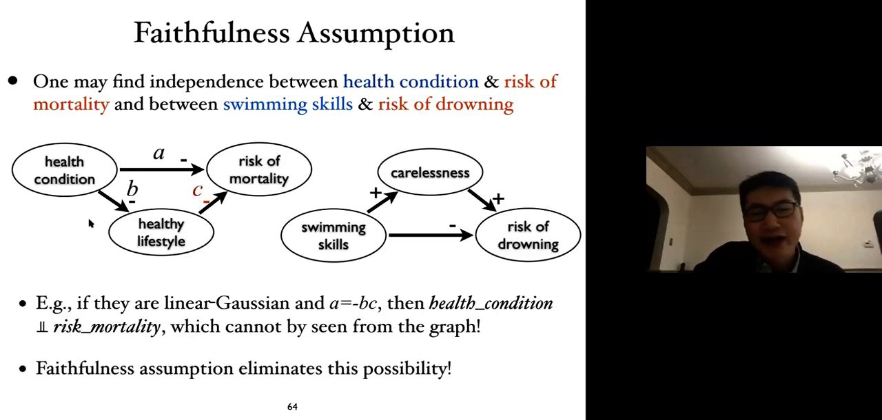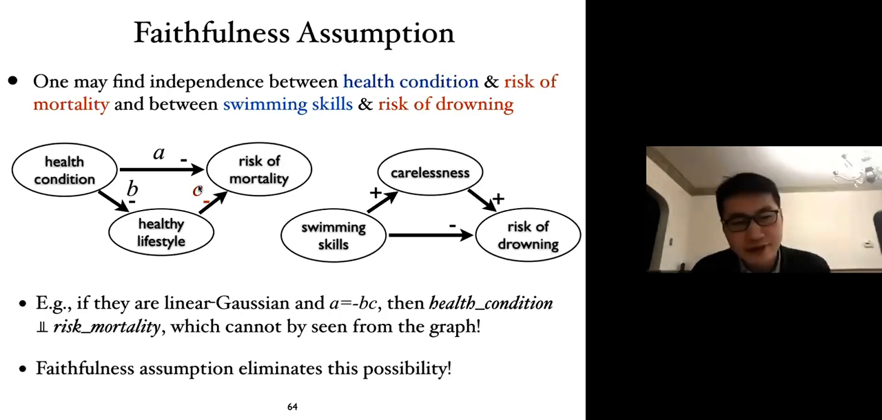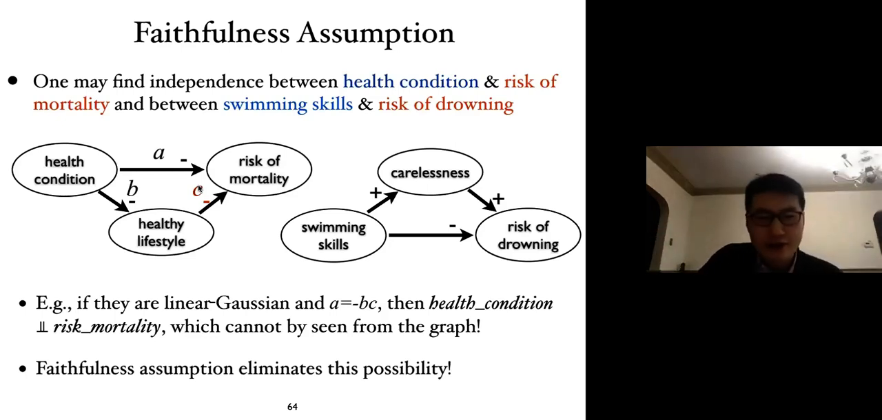However, if you have finite data, they may be close. A can be very close to minus BC, and you cannot really verify whether A is minus BC or not, given you have finite data. Because of that, some people assume strong faithfulness. So A has to be significantly different from minus BC in order to derive something about the causal structure given data. Now, faithfulness just eliminates such possibilities.